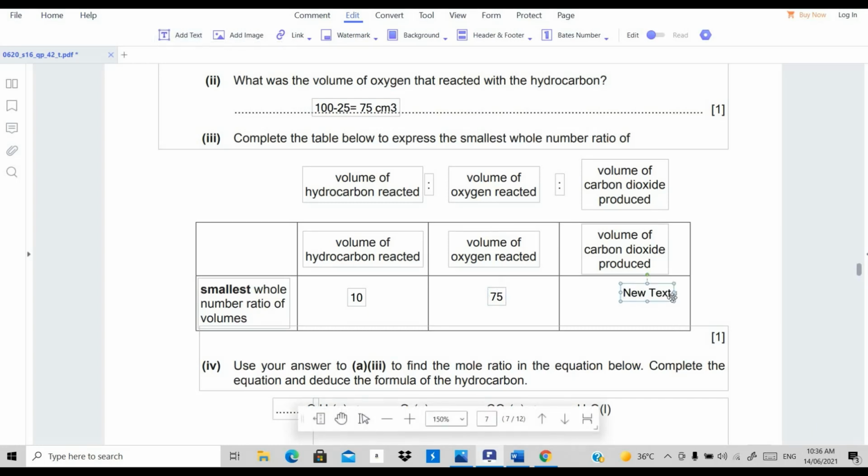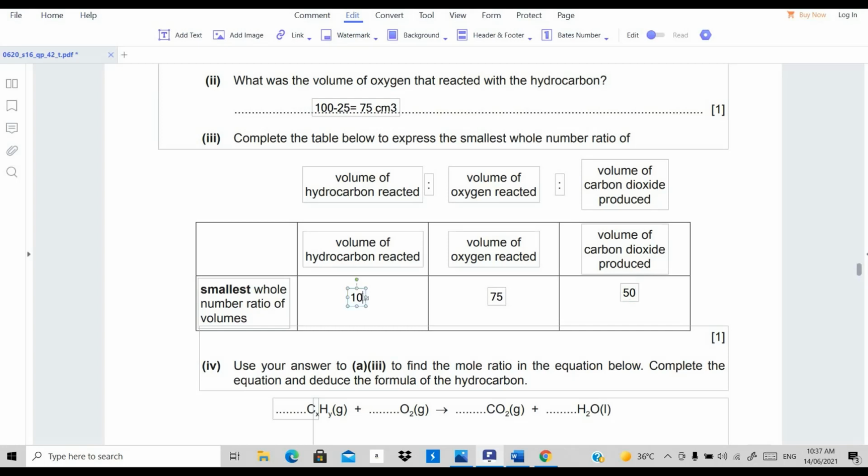Okay, but we're not over yet. I'm just showing you this. Actually, you don't have to write these values in these boxes, because the values are very different. We need to check the smallest whole number ratio of the volumes. So we need to check which times table all these numbers will divide into. I think they can be divided by 5, because the last numbers are 0, 5, 0. So 10 is divisible by 5.